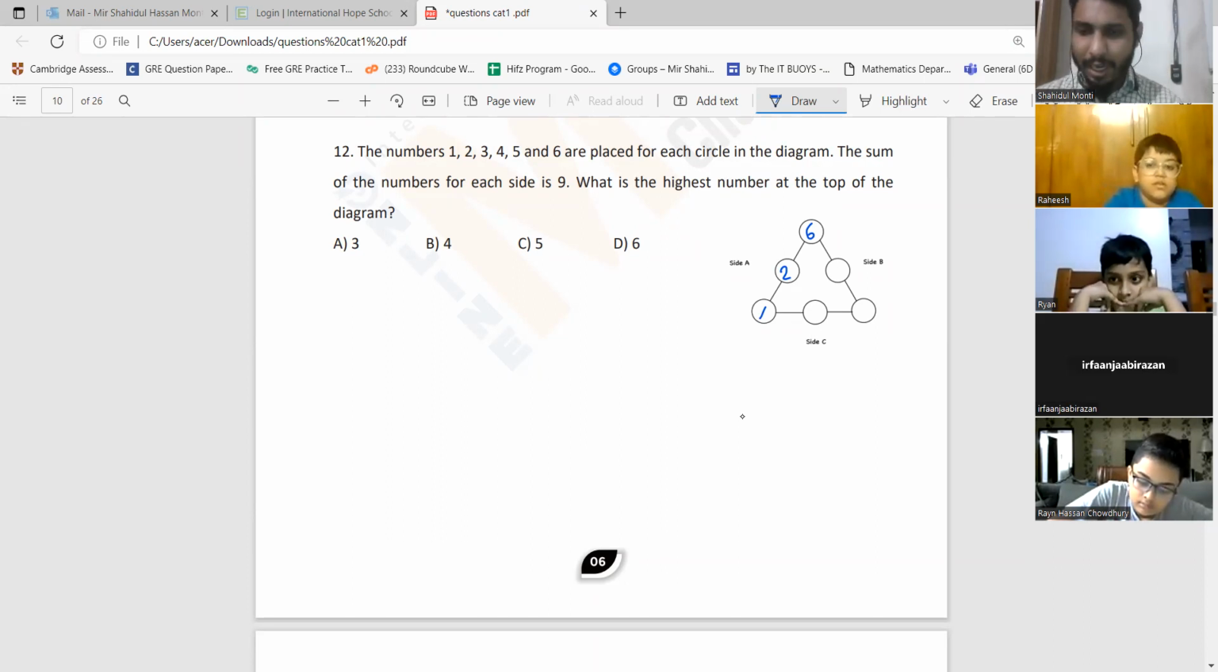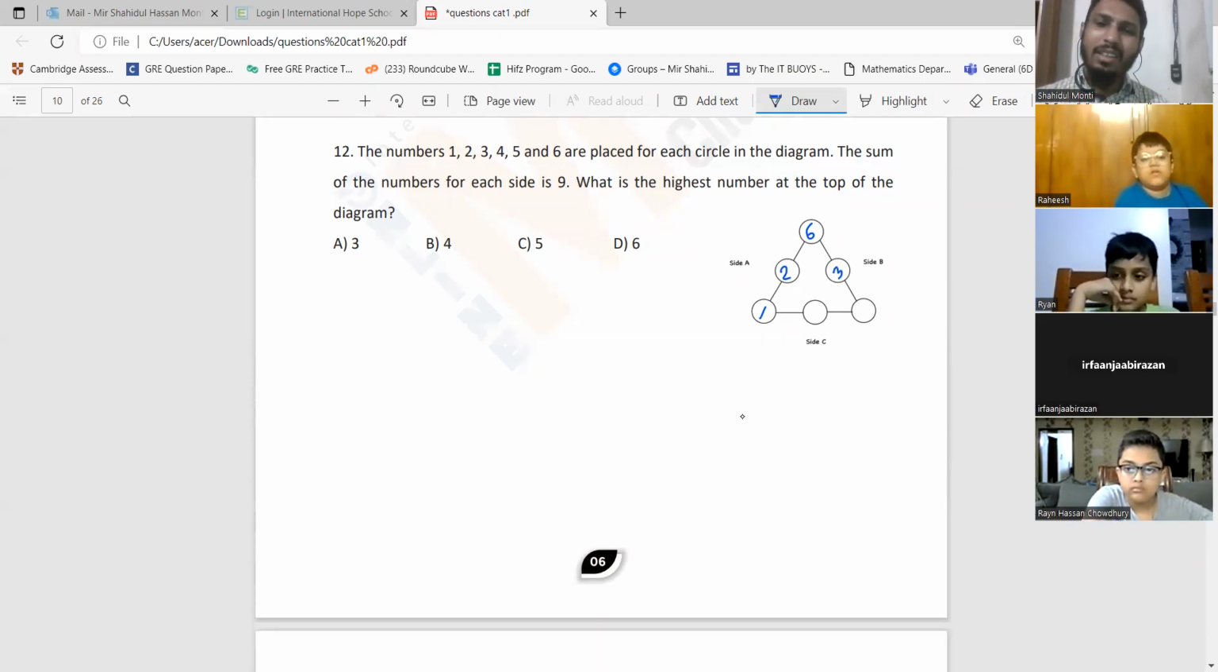Now, on the other side, we have to make 9 also. If I want to make the 9 on the other side, I also need 3 here. So I need 1 and 2 here. But 1 and 2 are already used. The numbers that are left are 3, 4, and 5. So if I put a 3 here, I need to put in a 0 here. So it creates a problem. If I place 6 at the top, this is a problem.